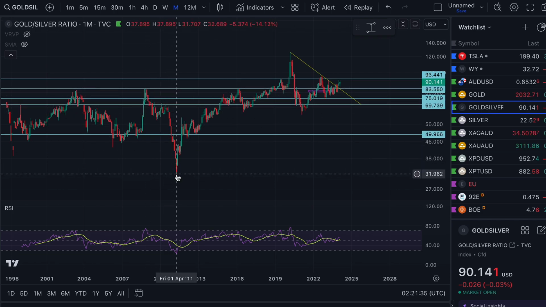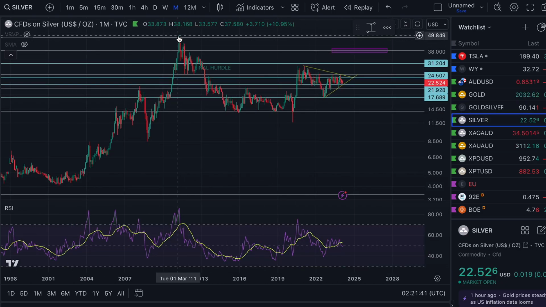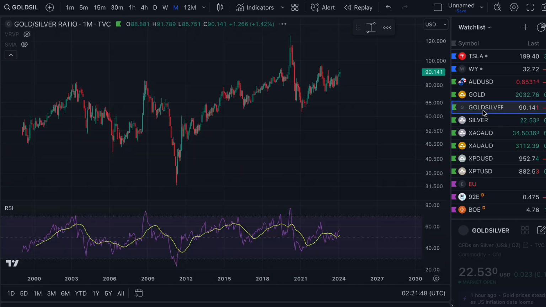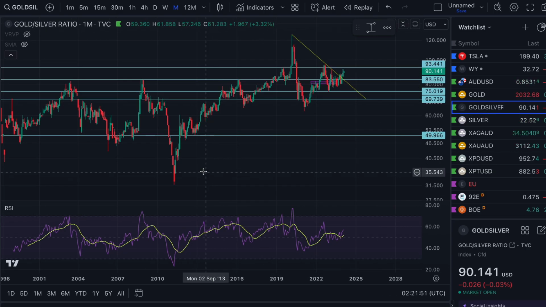Now, this is when silver, right here in April of 2011, if you take a look right here on the silver price, hit that $50 mark. So everybody was talking about silver in the precious metals market. Gold was doing its thing, but it was all about silver.